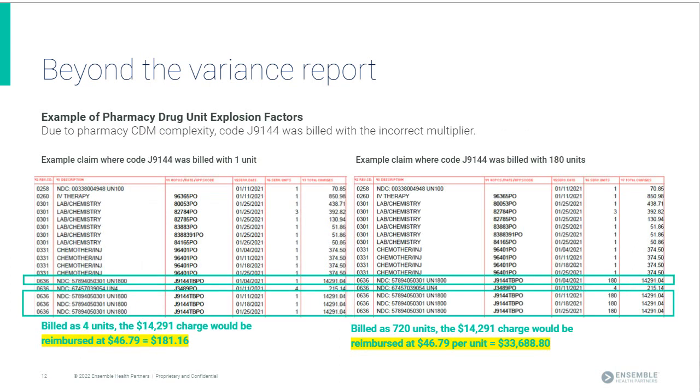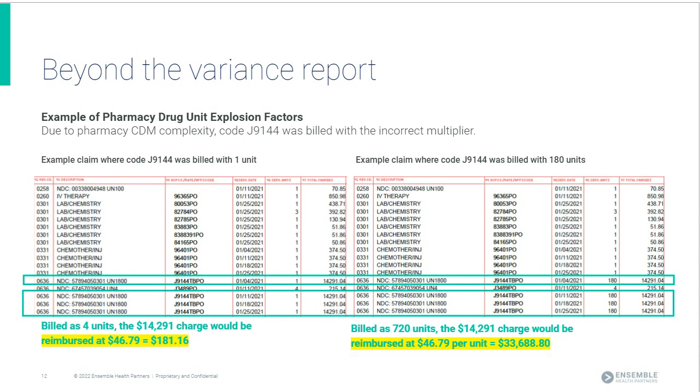Okay, here's another one, and I'll speed up a little bit. So this is another example. On the left is the original claim. On the right is a new corrected claim. So this has to do with pharmacy drug explosion factors, and how dosage and units are calculated in your charge master.